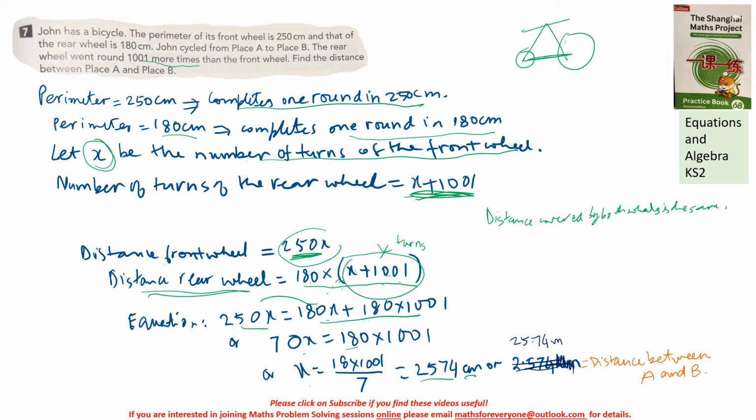The next one in the meantime is number 8. The sum of number A, number B, and number C is 112. Number A is 3 times number B. Number B is 8 more than number C. Find numbers A, B, and C.